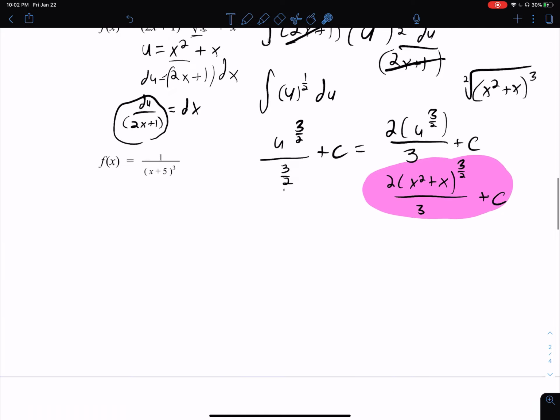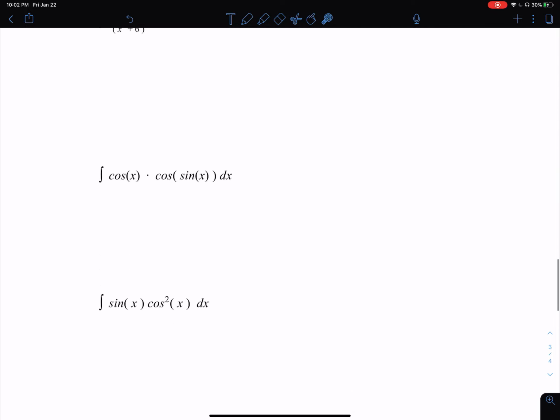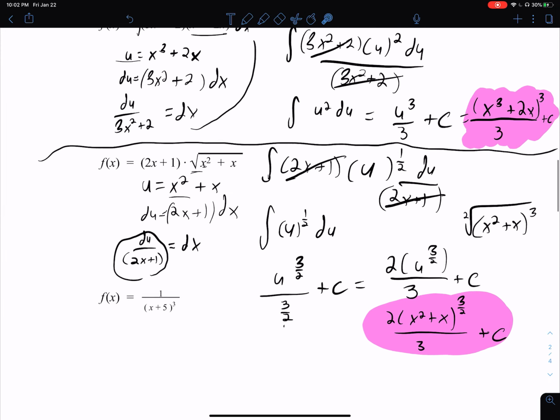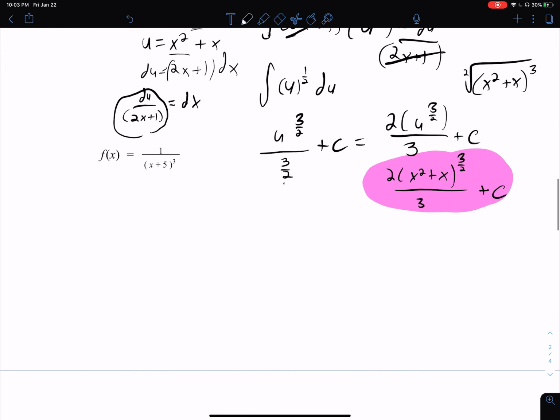Okay, I'll do this one. I guess I'll do a couple more. I don't want to bore you guys. Let's do this one.